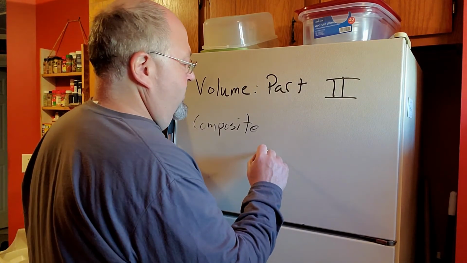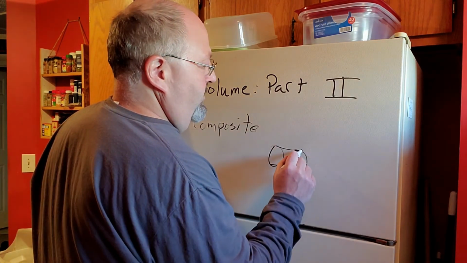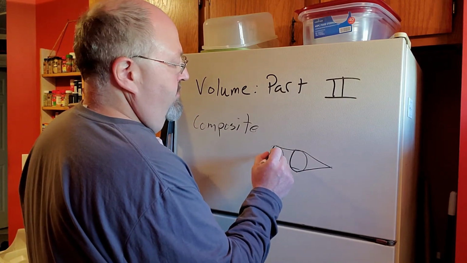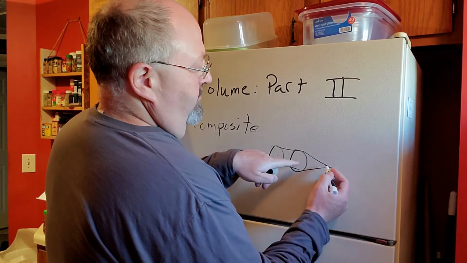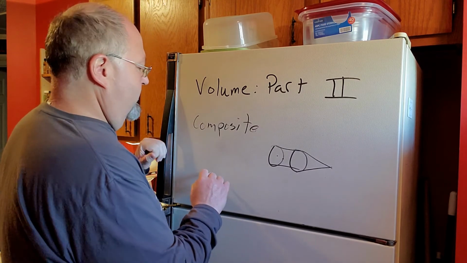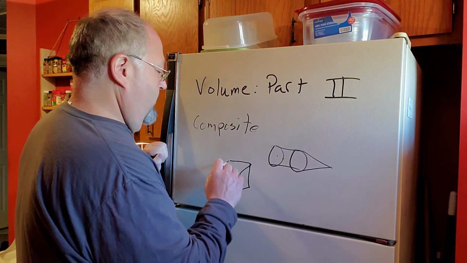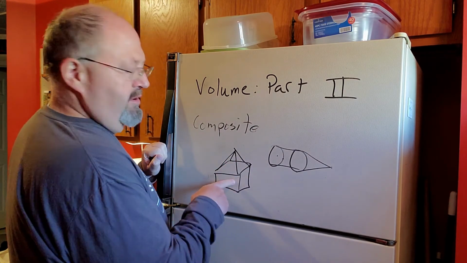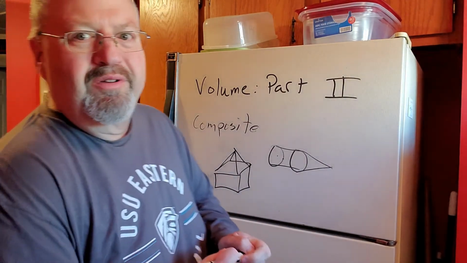Same thing with composite shapes. So if you've got a cylinder that's got a cone on the top of it, just find the volume of the cylinder, area of base times height, so the circle times that distance, and then the volume of the cone, area of base times height divided by 3. Same thing if you've got a rectangular prism with a cone stuck on the top, do the prism, do the cone, add them together. You're smart, you can figure it out.